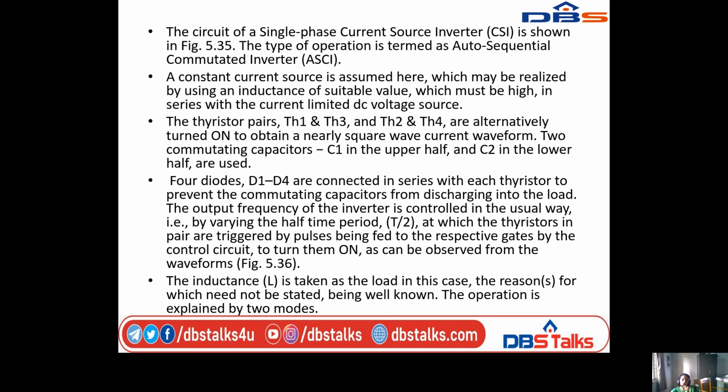Here, four thyristors will be there. TH1 and TH3, and TH2 and TH4 will be two pairs of thyristors, and two capacitors will be used, one in the upper half and the second in the lower half. Four diodes will be connected in series with the thyristors to prevent the commutating capacitor from discharging into the load.